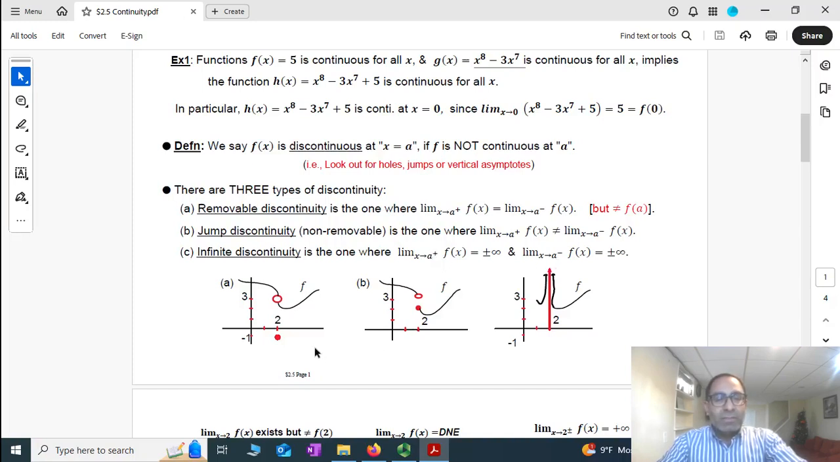Here is a quick visualization. In the first diagram here, we have a removable discontinuity. Here both one-sided limits exist but are not equal to the functional value. In B, we have a jump discontinuity. Here the left-hand limit is 3 and the right-hand limit is 2. And in 3, we have an infinite discontinuity at 2, because at 2 we have a vertical asymptote. I hope it makes sense. Now let me scroll down.